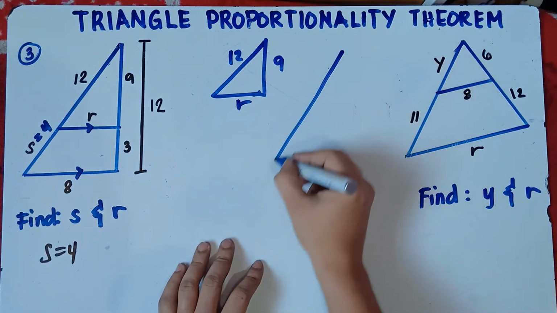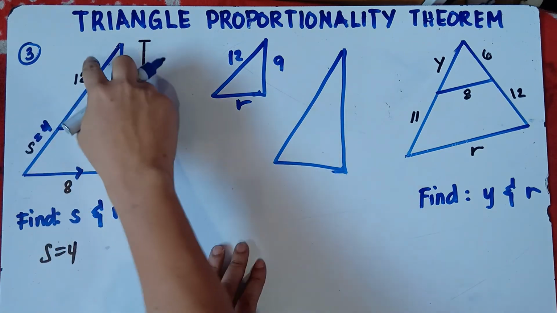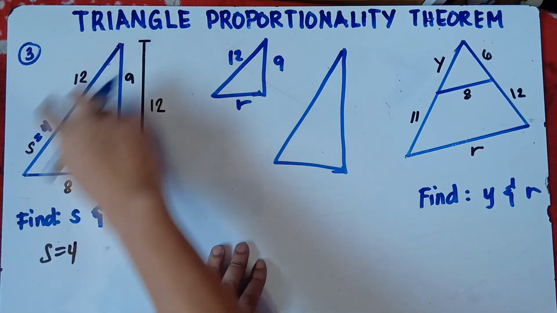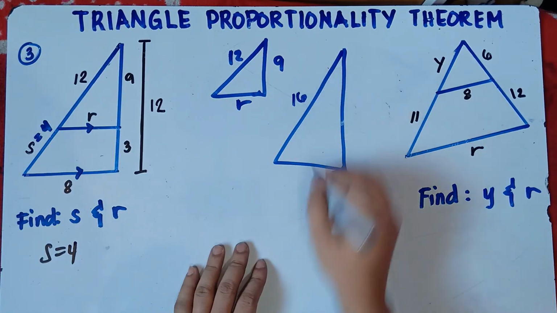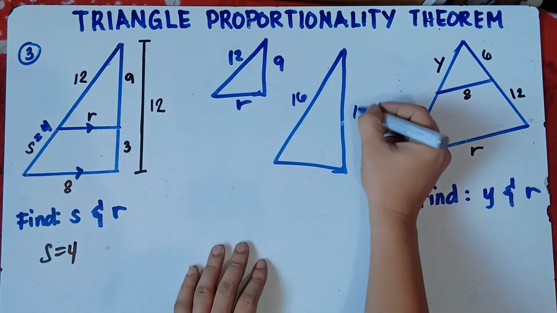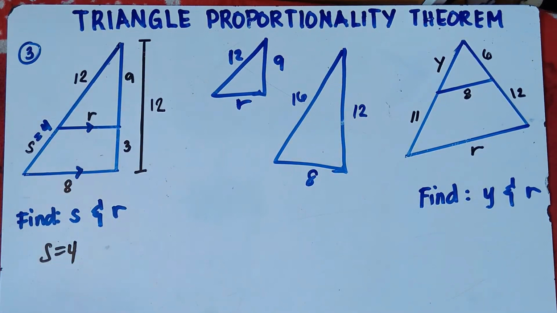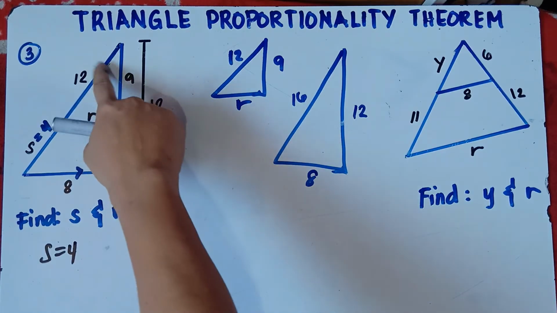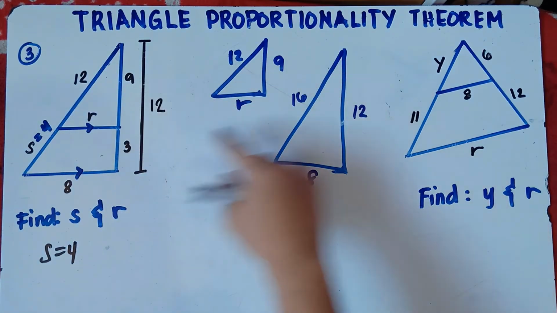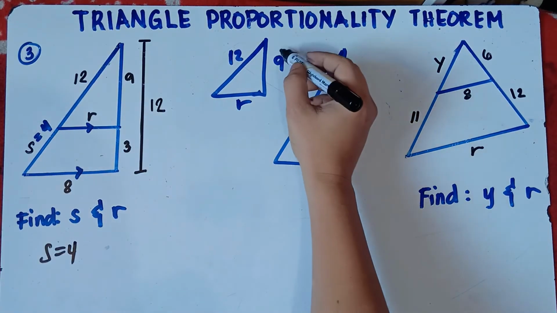And the larger triangle, this will be the total, class. 12 plus S, this is the larger triangle. So 12 plus S, 12 plus 4, this will be 16. Then this one, 9 plus 3, that is 12. Then this is 8, right? Have you noticed, class, the difference for the small triangle? So 12, 9, then R. For the big triangle, 12 plus 4, that is 16. 9 plus 3, that is 12. Then 8. So to get R, class, you can have this ratio.